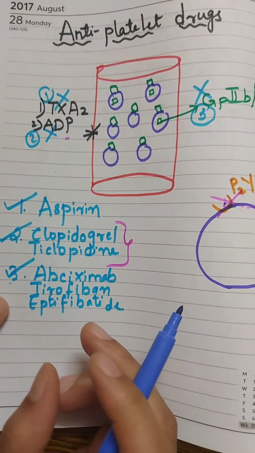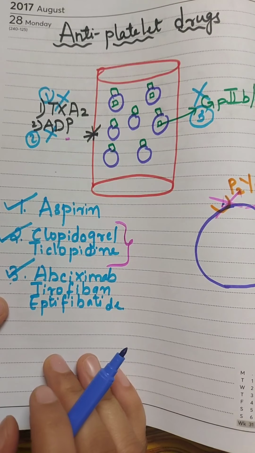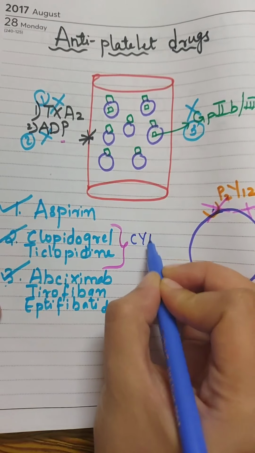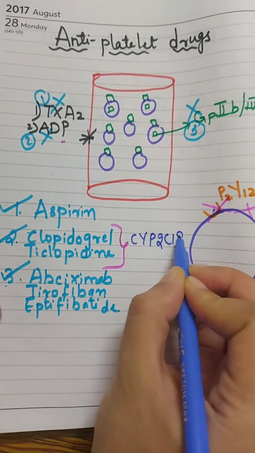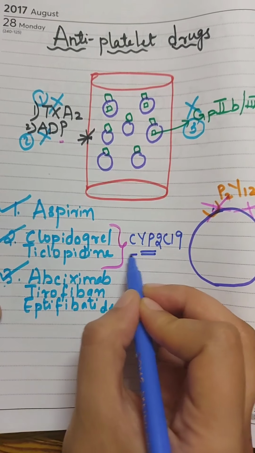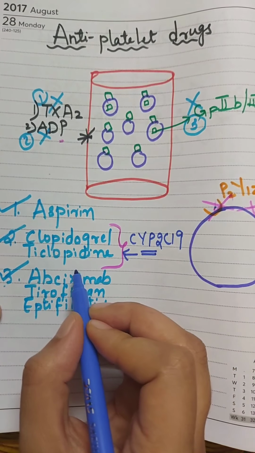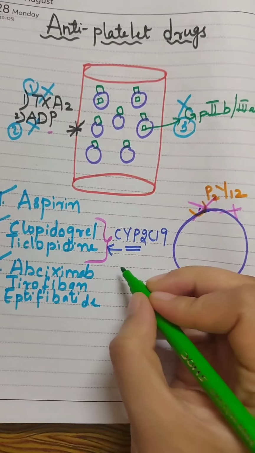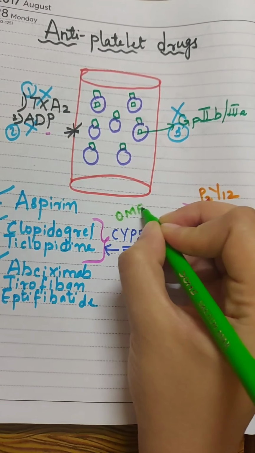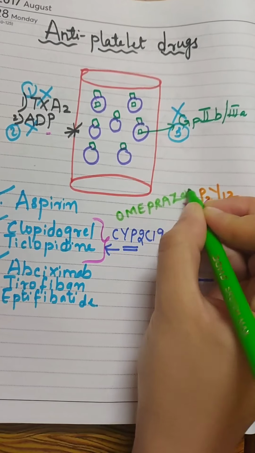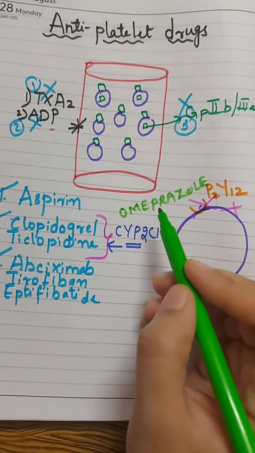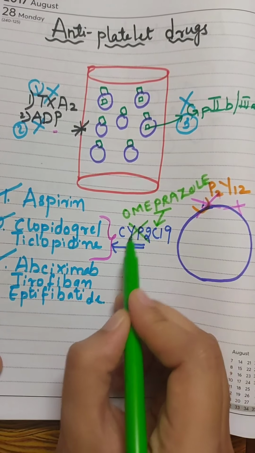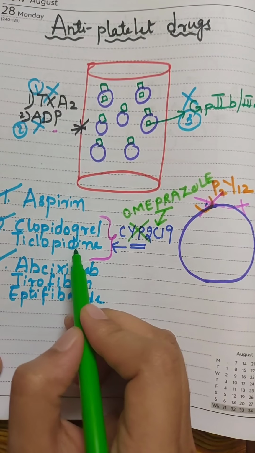So we have an enzyme which is required for activation of these two drugs, and that enzyme is a microsomal enzyme, CYP2C19. Okay, so this is the enzyme which is required for activating clopidogrel and ticlopidine. Now suppose we consume a drug named omeprazole. What this drug can do is that it is an inhibitor of this enzyme. Now when this enzyme is inhibited, it cannot activate clopidogrel and ticlopidine.